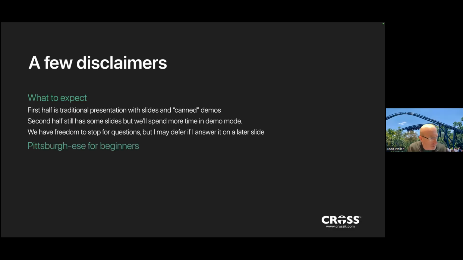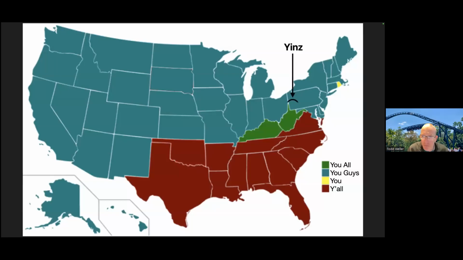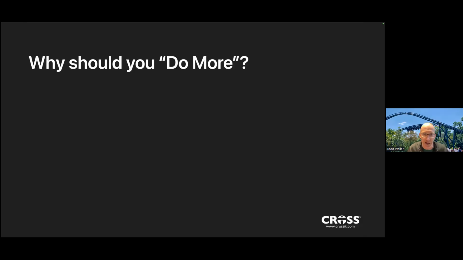And also, I need to cover Pittsburghese for beginners. This is where I'm from, that part of the country. And you can see that there's an area of the country that is you guys. There's an area of the country that's y'all. There's a you all section. But then there's yuns in the southwestern corner of Pennsylvania. And when I say that by accident, I try not to when I'm giving presentations, but in case it slips out, I am referring to everybody in the room. So just wanted to make sure we're on the same page for that.